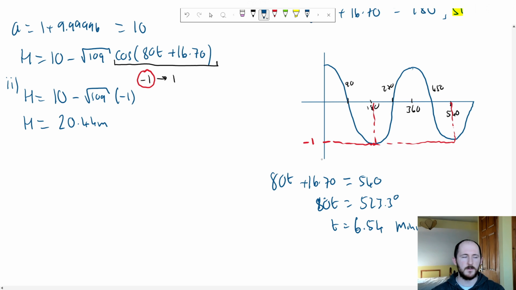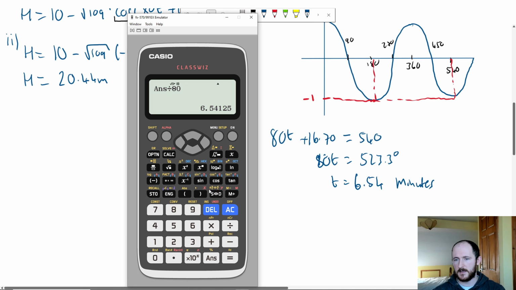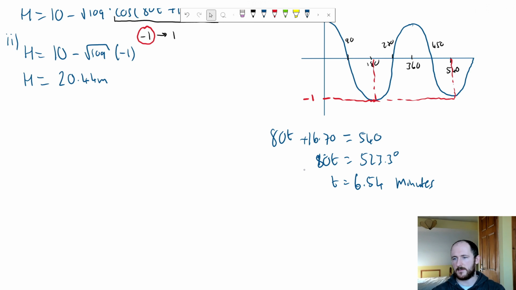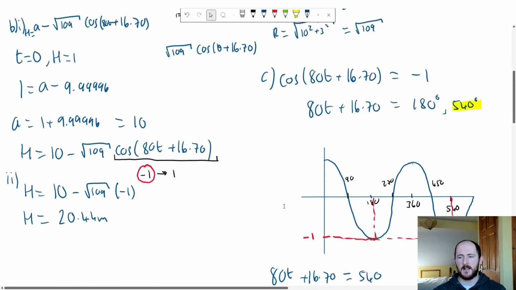So what I'm going to do is, we have 6 minutes. I'm going to take that 0.54, I'm going to times it by 60. That gives me 32.4 seconds. So that is 6 minutes and 32 seconds. That's how long it takes.